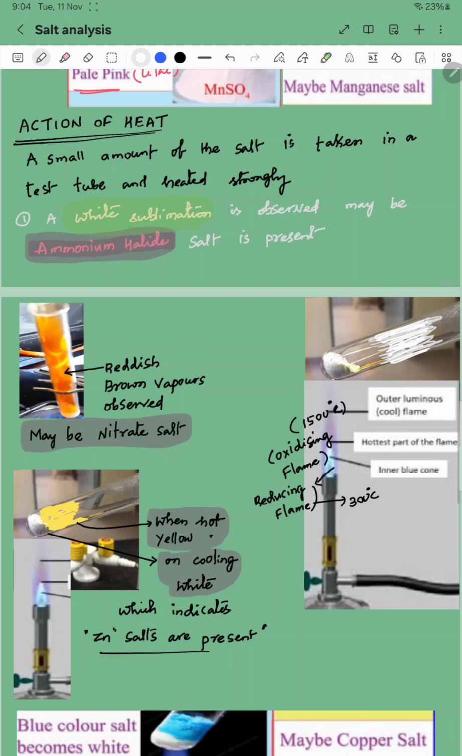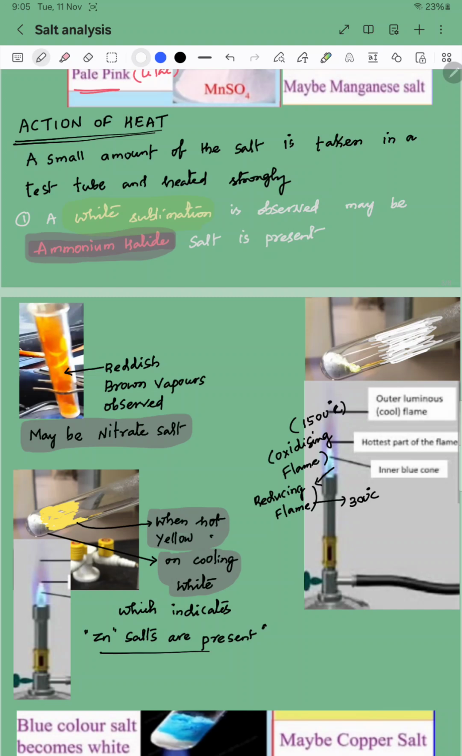Action of heat. Take the sample, it should be dry, solid form only. Don't add water or any other solvent and don't dissolve. Take the given salt in a clean and dry test tube and heat it using the Bunsen flame. Now look, students, questions were asked on this in the mains in 2016 also.